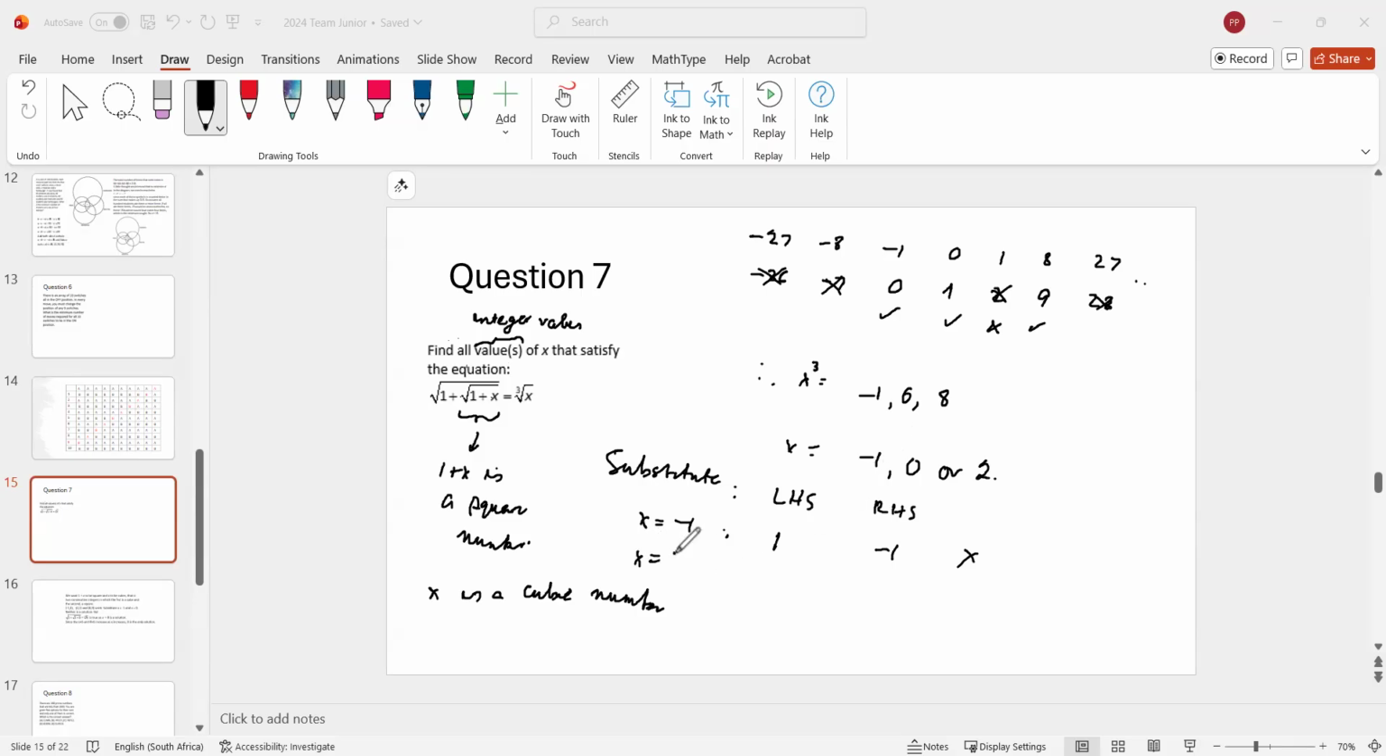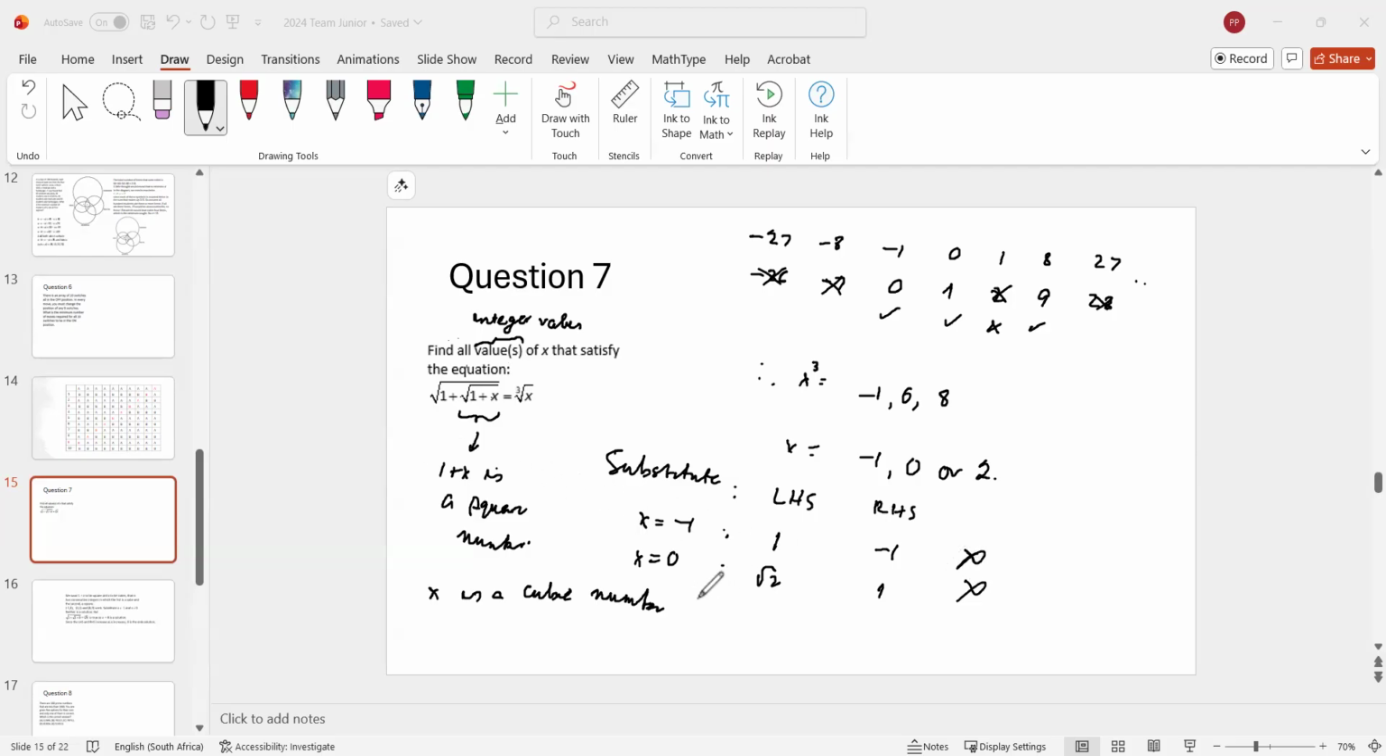But x is 0. Let's try x is 0. The left-hand side: 1 plus 0 is 1, and 1 plus 1 is 2. So you have the square root of 2. And when x is 0, you have 0 here. They are not equal. So this is wrong also.